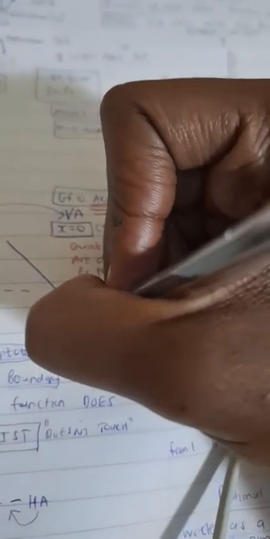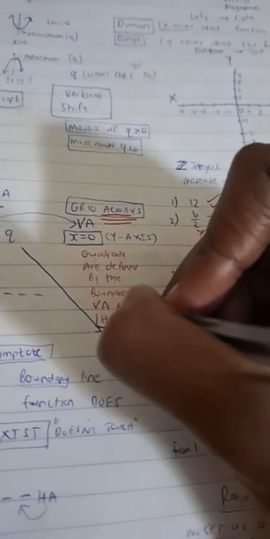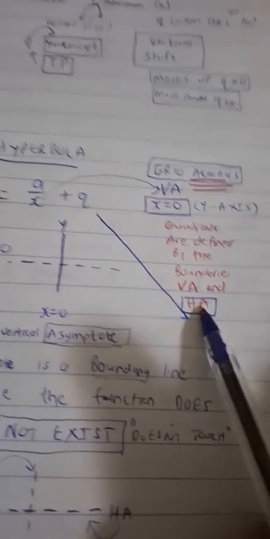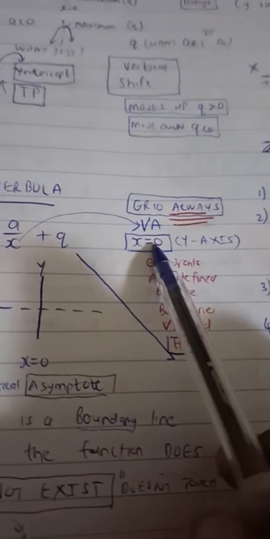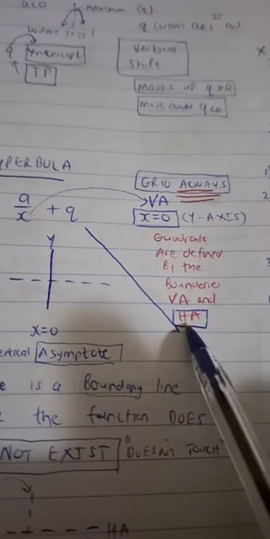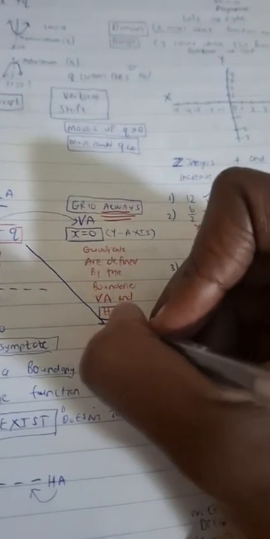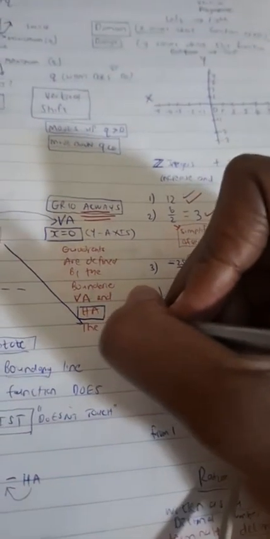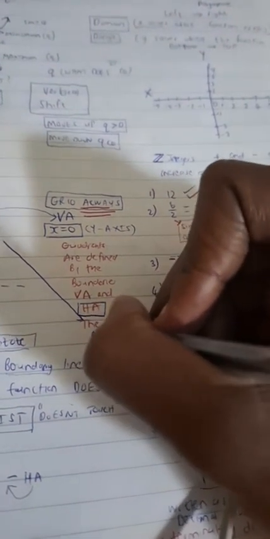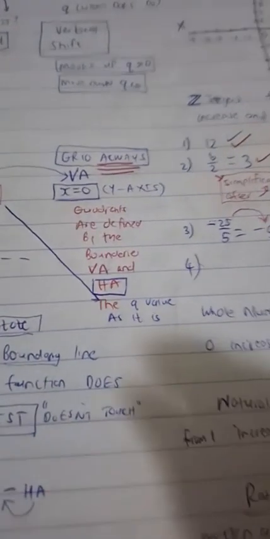Right. Now, look. The next thing is our horizontal asymptote. The HA, the horizontal asymptote. Remember, I spoke to you about the vertical asymptote. Now, the hyperbola does not just have a vertical asymptote alone, it has a horizontal asymptote. How do we get that horizontal asymptote? We get it from the Q value. The Q value as it is is the horizontal asymptote.